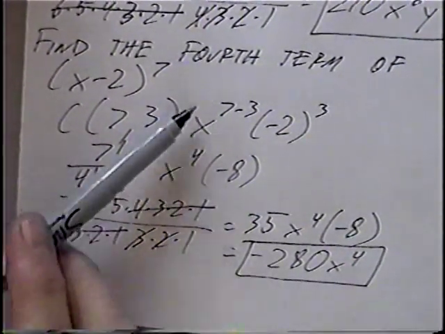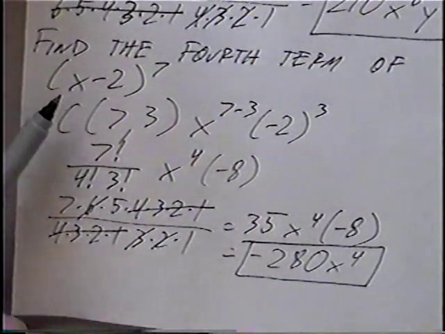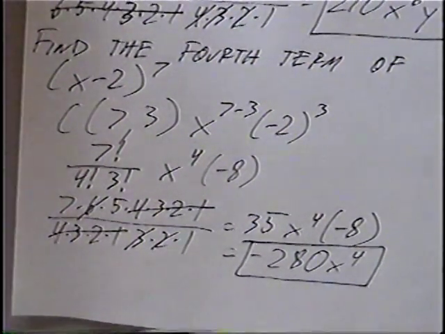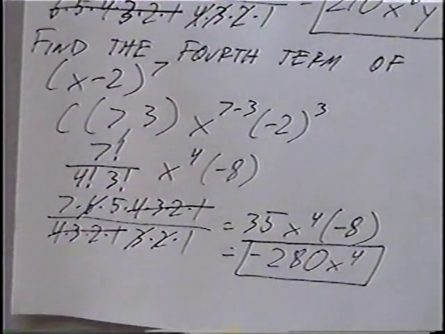So the fourth term of the sequence, if we use Pascal's triangle to write out all the terms, the fourth term would be negative 280 x to the fourth.